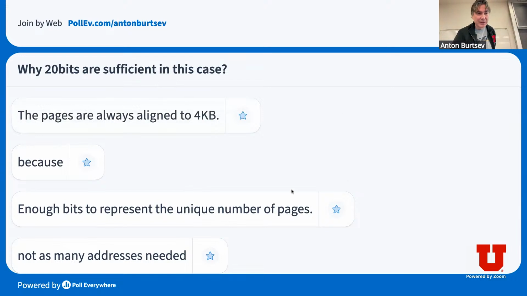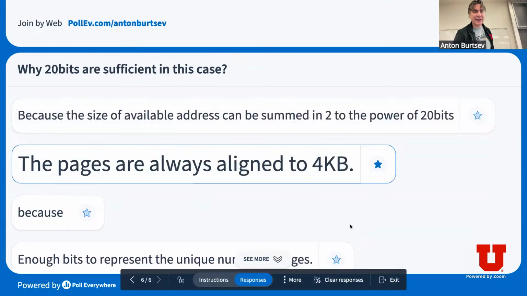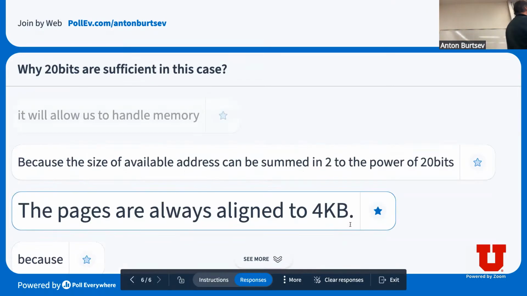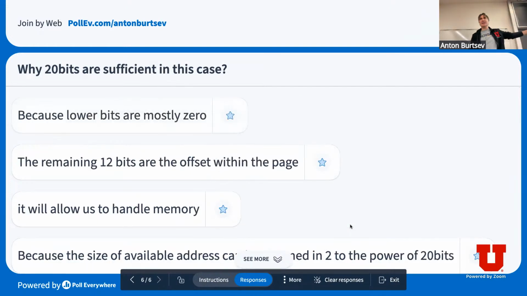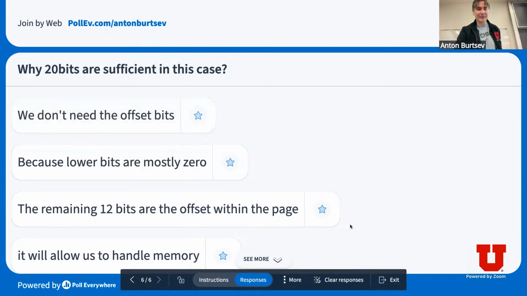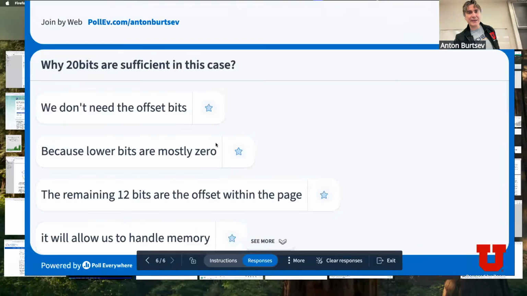This is the answer: the pages are always aligned to 4 kilobytes. That's why the lowest 12 bits are always 0, so you don't have to keep them around, right? This is exactly what I'm asking here. Is that clear to everyone? Since it's free form, I will give you guys all the points for this question.